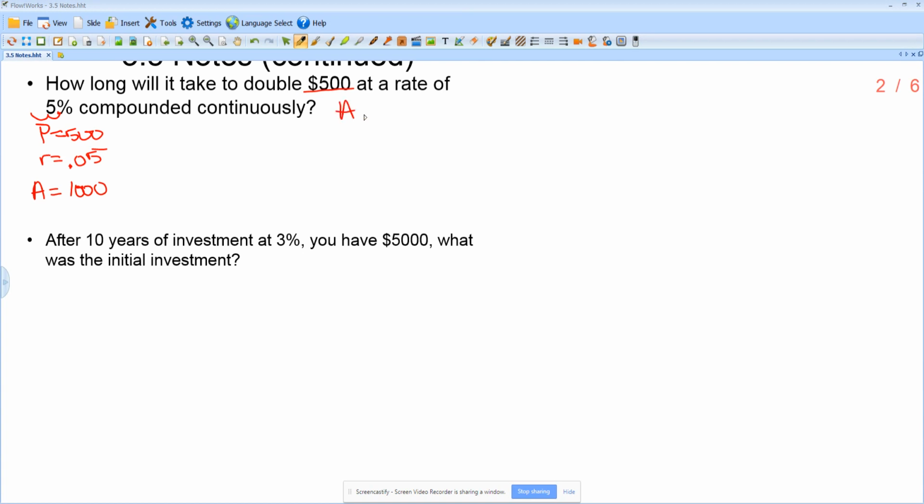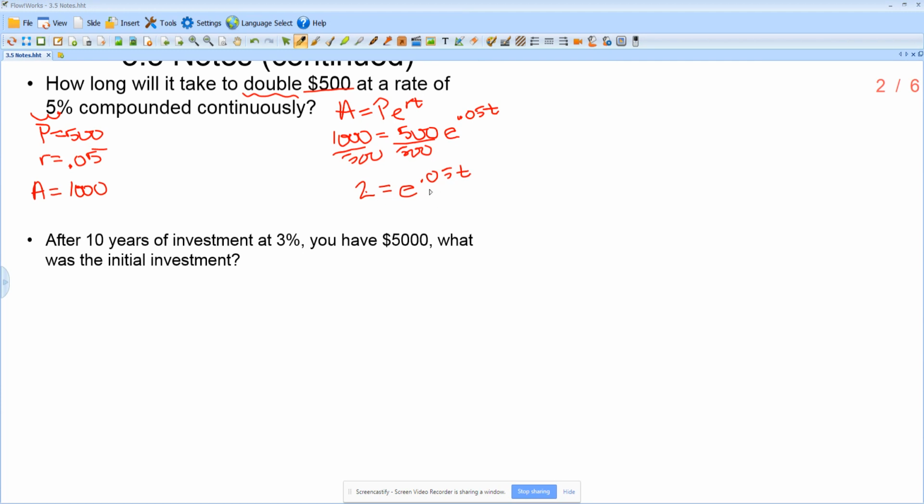So if I use that formula, A equals Pe^(rt), I get 1,000 equals 500e^(0.05t). If I divide by 500 now, I can't divide by e because it's not e times t. So I get 2 equals e^(0.05t). Now, just to think about what that 2 represents, that 2 represents the ratio of the actual amount in your account over how much you put in. So that 2 is representing the fact that it's double.